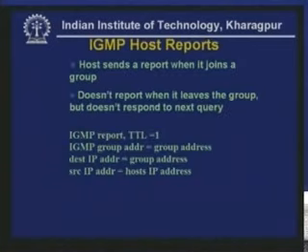So what do the IGMP host response reports look like? A host sends a report when it joins a group, doesn't report when it leaves the group as I mentioned, but doesn't respond to the next query. So this is the IGMP report: time to live is 1, IGMP group address is the group address, destination is the group address, and source IP address is the host IP address.